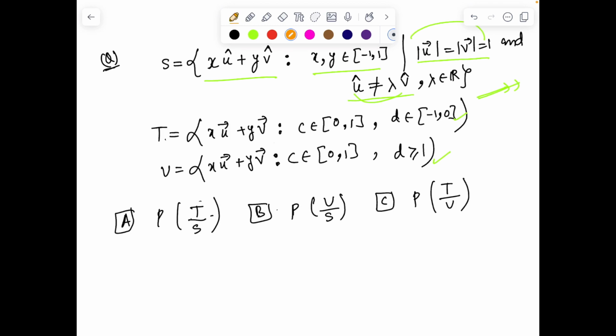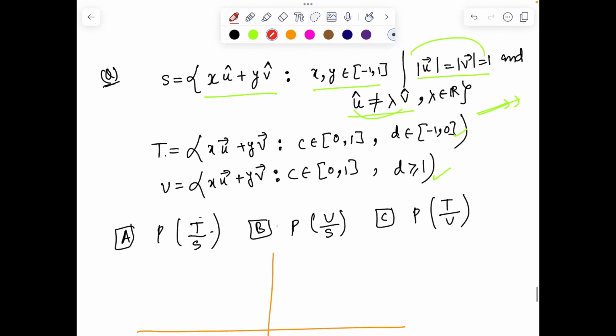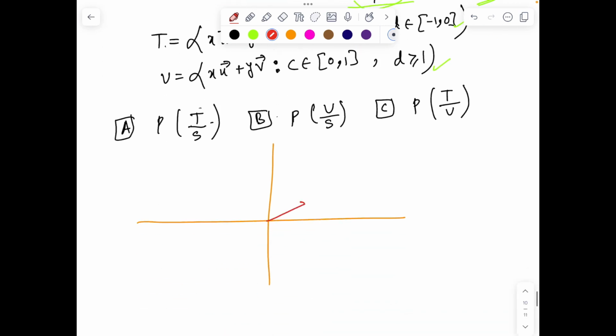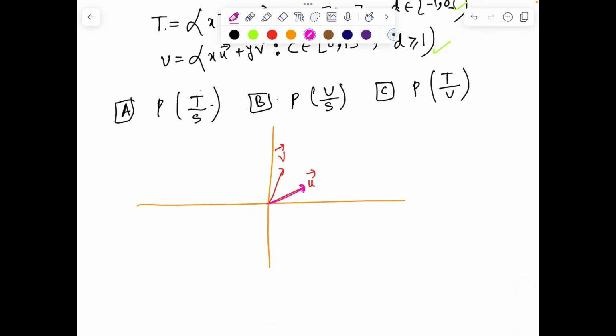Now the first question is, what is the conditional probability of T given S has occurred? So before we go further, let's visualize the situation and let's try to draw the set S. It is the set of all vectors such that x, y belong to -1 to 1. Let's say you have u vector like this and v vector over here. Now if I multiply u with -1 to 1, maximum I can go to u, minimum I'll go to minus u, so the negative u direction. Similarly, maximum I'll go to v and minus v.